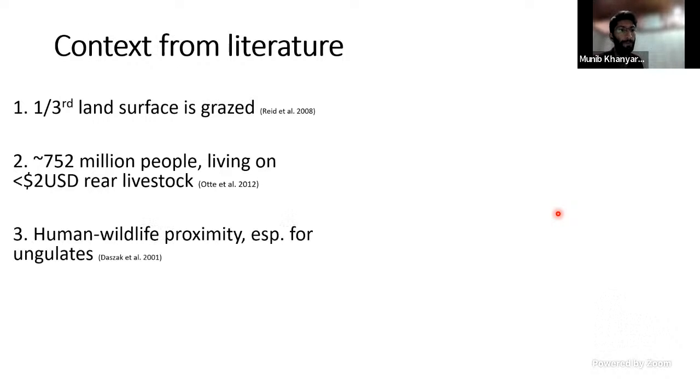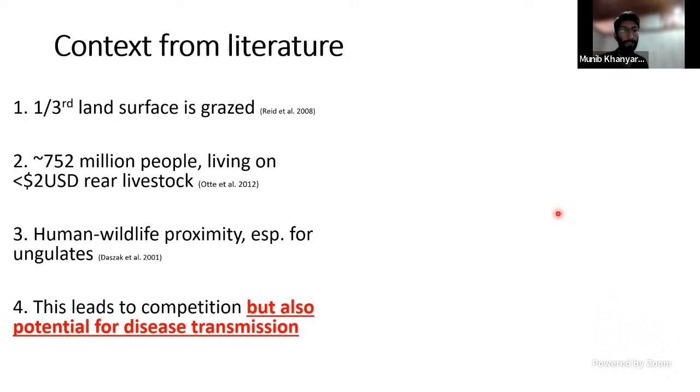And in all of this, it's not surprising that human-wildlife proximity exists, especially when we talk about ungulates, because ungulates, well, wild ungulates anyways, are sharing resources like grazing areas and watering grounds with these livestock. So this proximity is really there, especially for ungulate species.